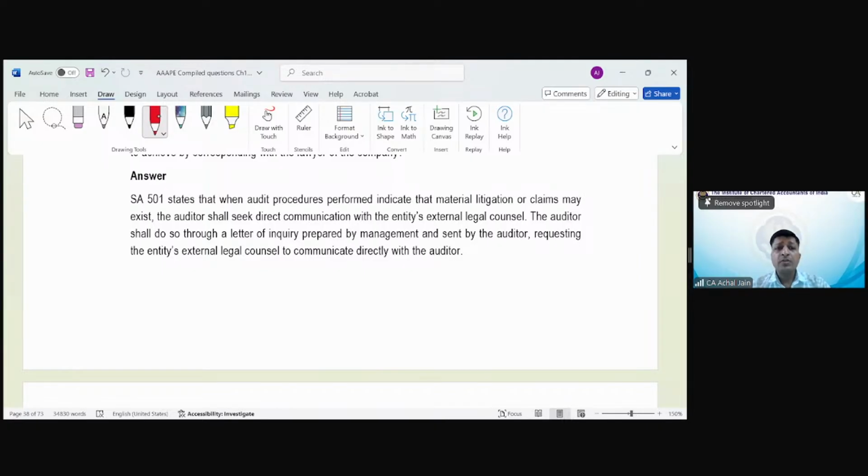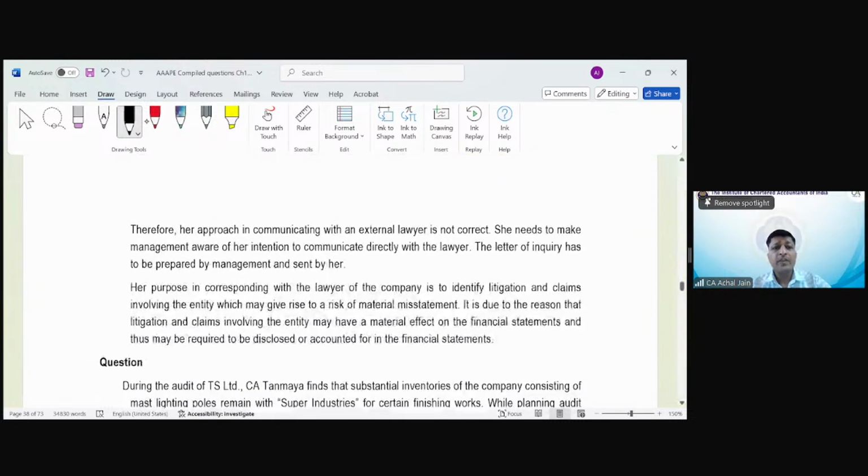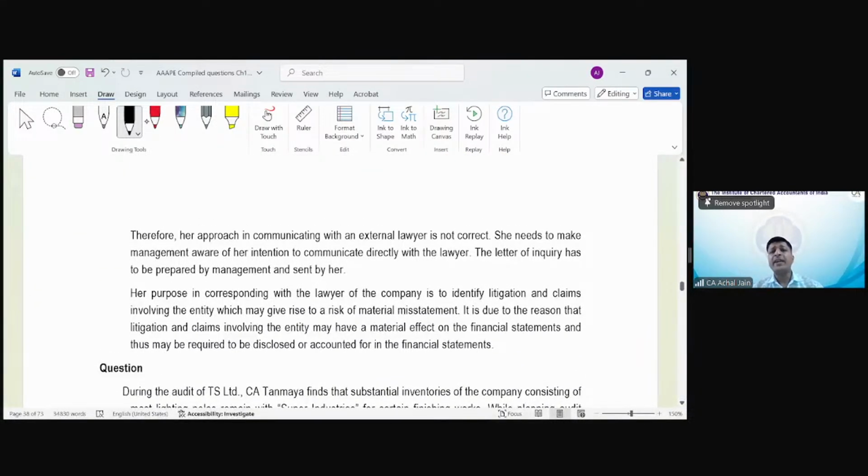Auditor shall do so through a letter of inquiry prepared by the management, sent by the auditor. Now, this part is important. This has to be sent independently by the auditor, requesting the legal counsel to communicate directly with the auditor. Therefore, our approach in communicating with the lawyer is not correct. She needs to make the management aware of her intention to communicate directly with the lawyer. Letter of inquiry has to be prepared by the management, sent by the auditor.